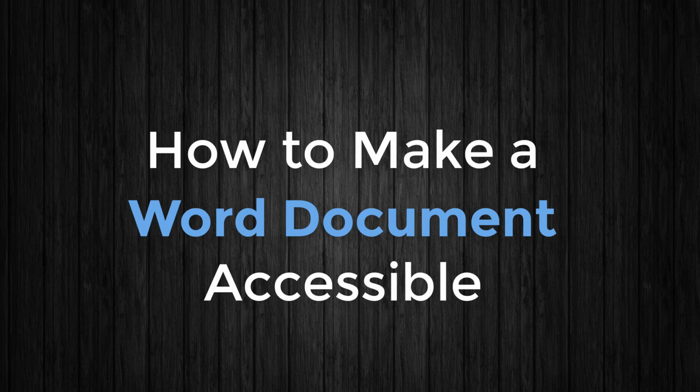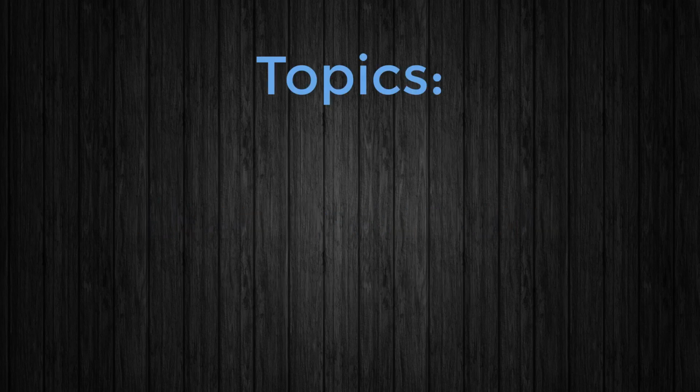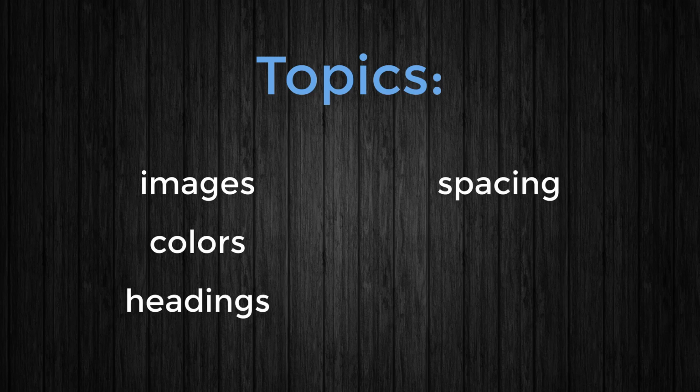Hi everyone! In this video I'm going to show you how to make a Word document accessible. In other words, how to make the content easy to perceive and navigate by people with various types and degrees of disability. I'm using Office 365, but it should be similar in other versions of Word. We'll look at the following topics: images, colors, headings, spacing, links, and tables.